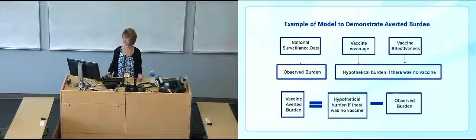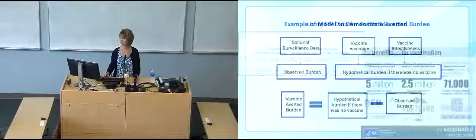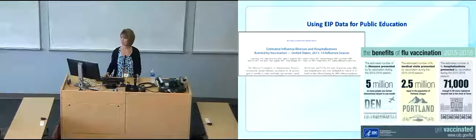And then knowing vaccine coverage and vaccine effectiveness, you can also calculate what the burden might be if you didn't have vaccine, right? If you know how many people are covered and you know the effectiveness of that coverage, you should be able to calculate what would happen if you didn't have vaccine. So then you can calculate the burden that's averted by looking at that hypothetical burden without any vaccine and subtracting the observed burden. So you get this vaccine averted burden. And one of the things that CDC has done with this is do some more public education.